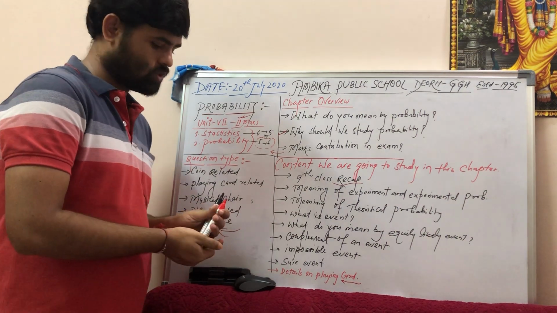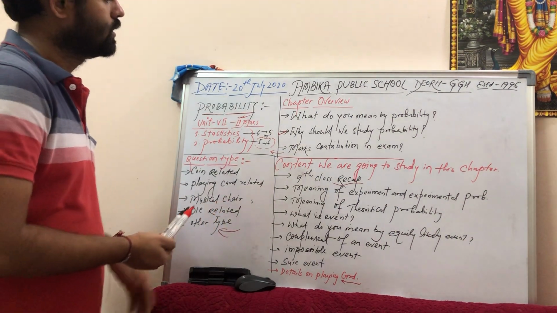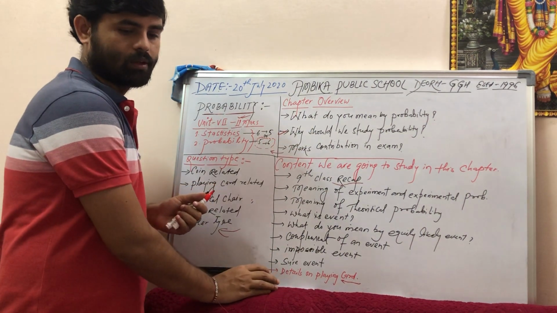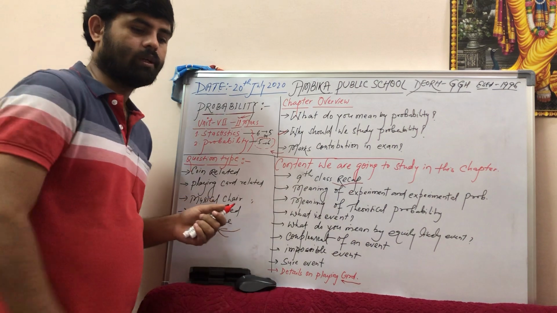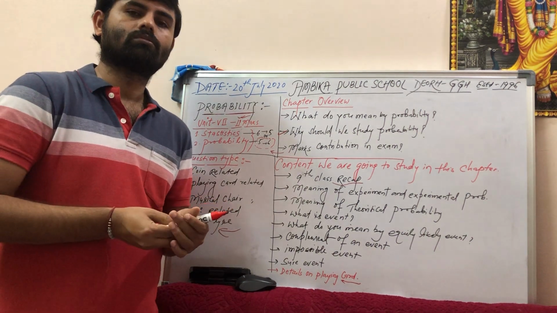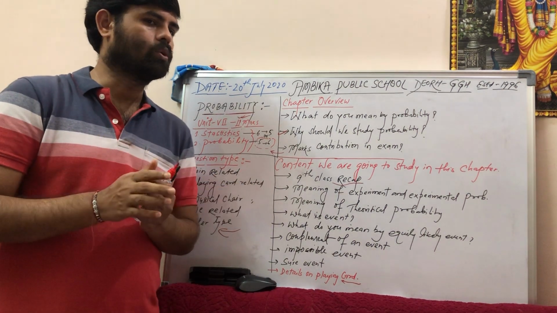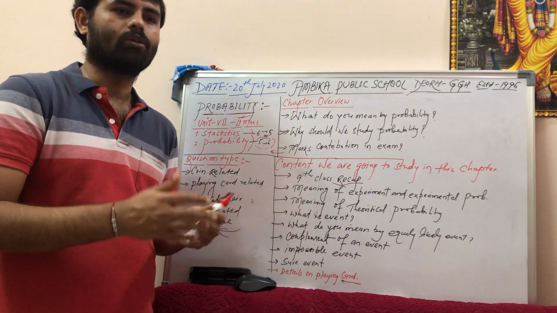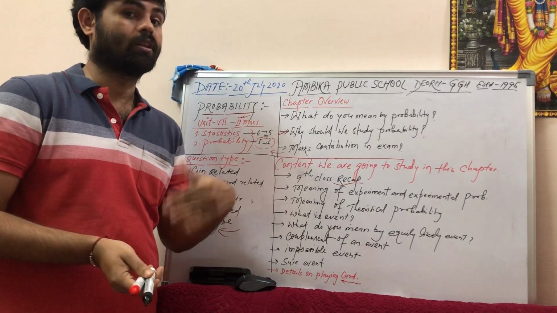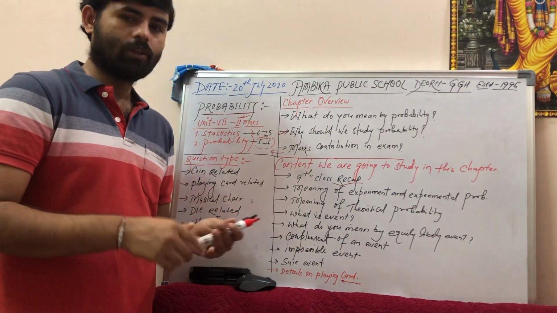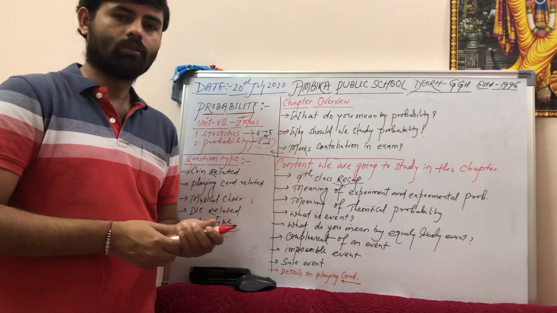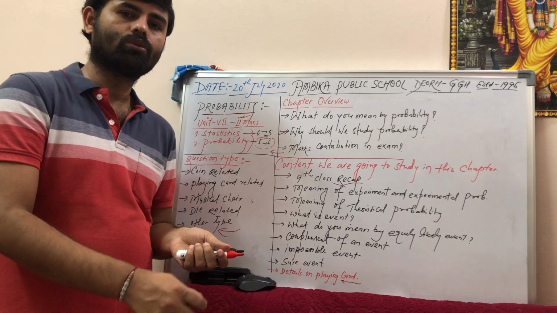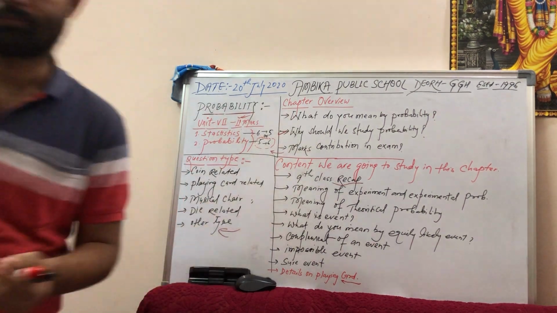So let me start. The first thing is, what do you mean by probability? See, suppose you are going to play cricket. You have two teams, you are from one team and another team is there, and both teams will have a captain. The first thing is we have to do the toss. So when you are going to do the toss, let me take a coin.